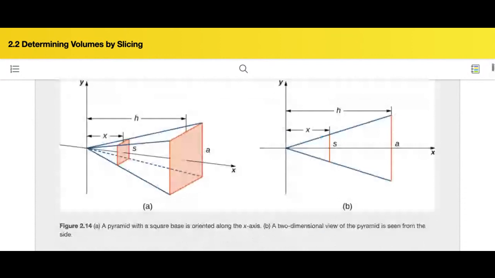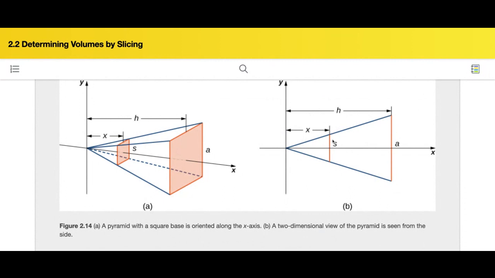So what do we need? We know H, right? From 0 to H. So we want to find, if we put the pyramid this way and slice it, we see similar triangles. So we can find a relation between S and A, right?